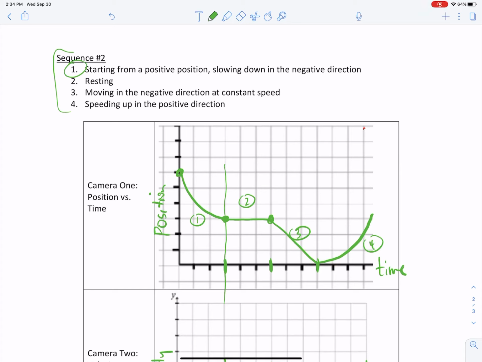Now, by the way, since this doesn't give us exact position values, there's multiple ways that you can draw this as long as the shape is similar. So you could also show this starting at a higher positive position and curving down to here, then staying at rest, then moving in the negative direction at constant speed to here, and then speeding up in the positive direction. You could even have sped up a little bit less in the positive direction. Okay, as long as the curves and the slopes are similar.